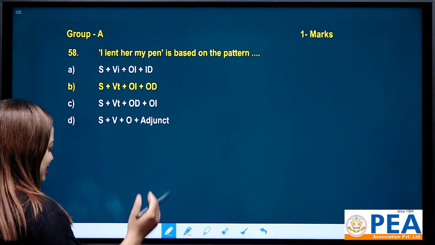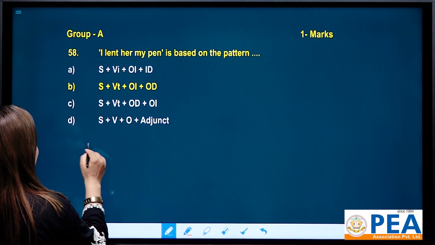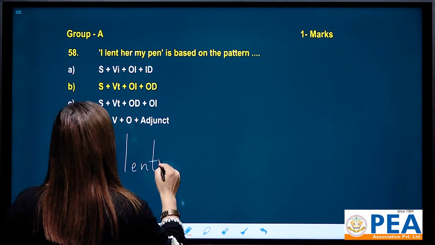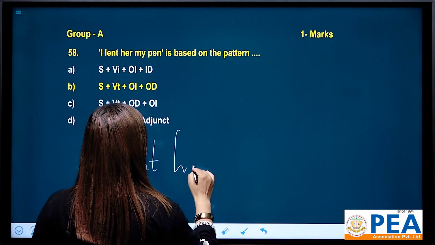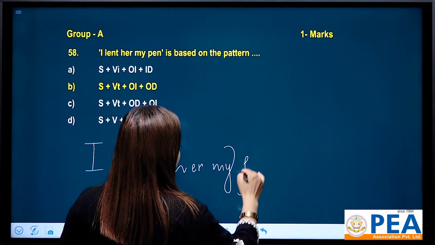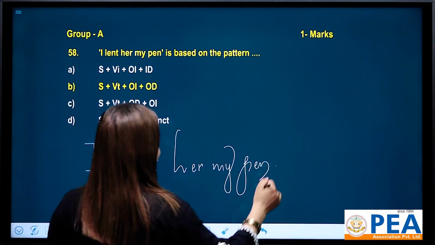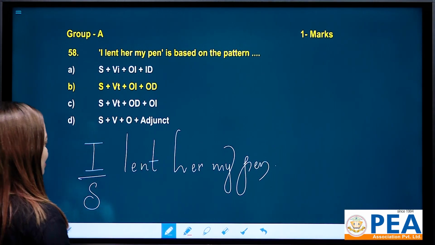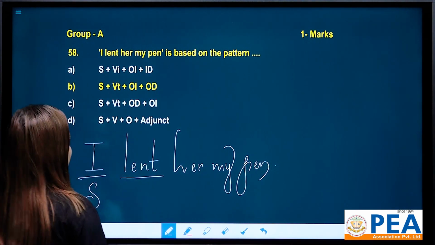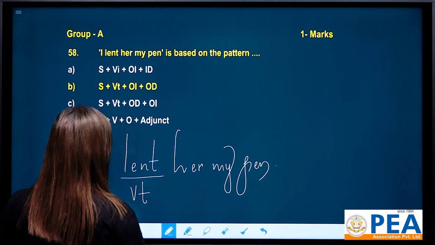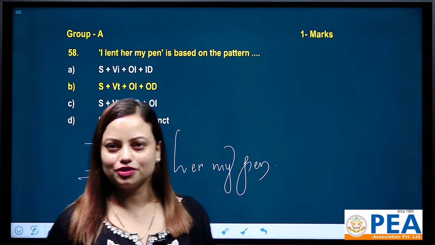Let's break it down. Okay, I lent her my pen. Okay, now I stands for subject, there is no doubt. Okay, lent stands for transitive verb, that is called VT. Why is this a transitive verb, do you know?